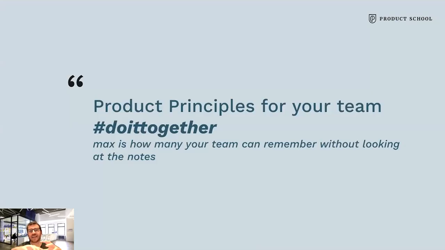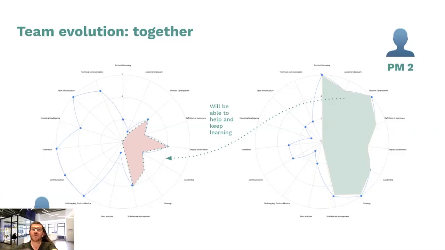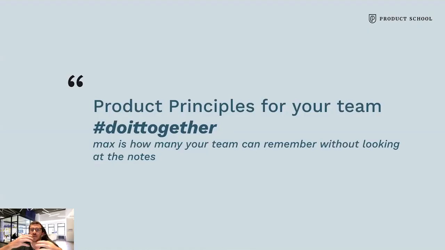Okay? And then I think we can create our product principles to make sure that everyone will keep following this win-win relationship. They will look at the other, see the weakness, and help them to improve if they want to improve, of course. And the way to keep reminding everyone in the team is our product principles. So my tip here is build your product principles together with your team. And the second tip is try to have a maximum number of principles. The maximum for me is how many your team can remember. So if you ask anyone in your team, hey, can you tell me all of our product principles? They need to remember without looking at any notes, okay?